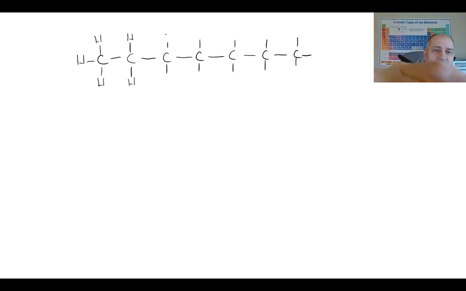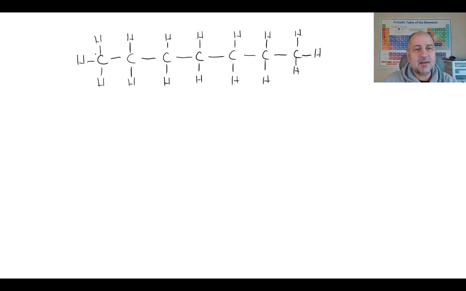This would be heptane, 7 in a row, no groups attached, no chlorines, no double bonds, so this is just called heptane. Right? Let me make sure I did that right. 1, 2, 3, 4, 5, 6, 7. Yes, I did that right. Then that's number 1. Your strategy is to follow this pattern.